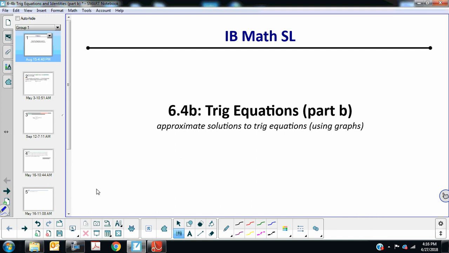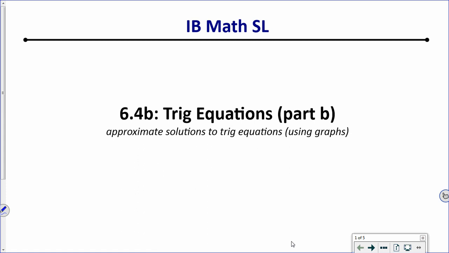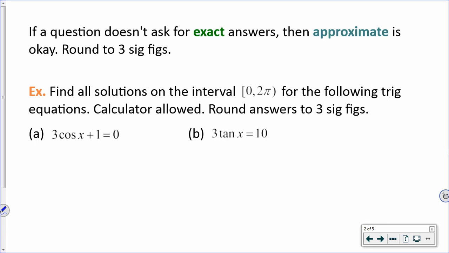So in this video, I'm going to teach lesson 6.4b, which is about solving trig equations for approximate solutions. So we'll be using the calculator on these. If a question does not ask for exact answers, then approximate answers are okay. So this would be on the calculator test. You'd be allowed to use an inverse cosine or inverse sine to solve one of these equations.